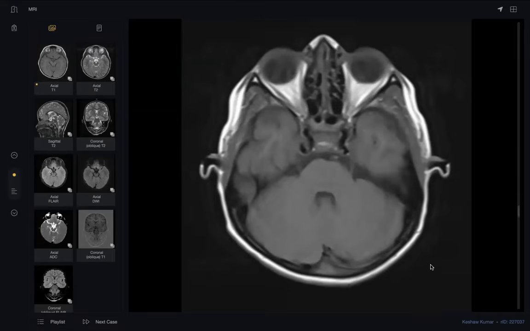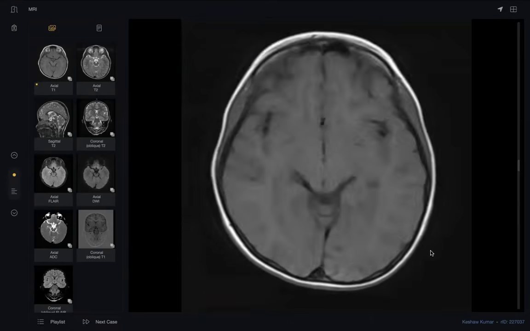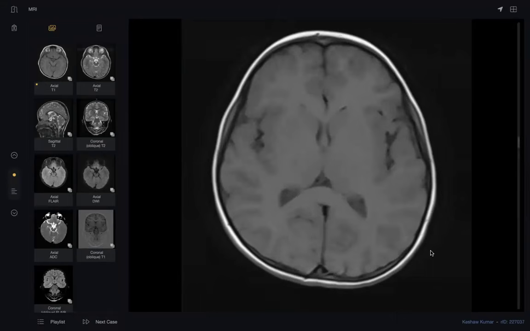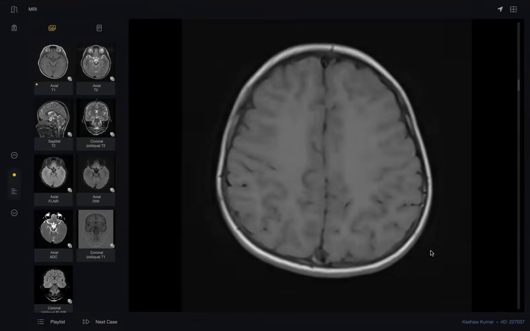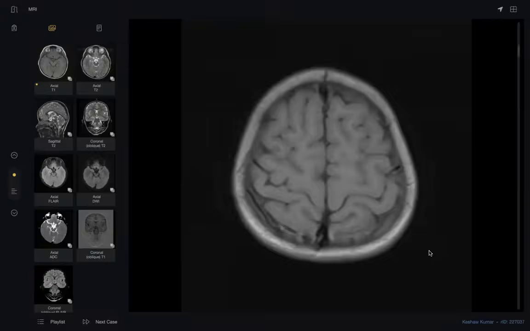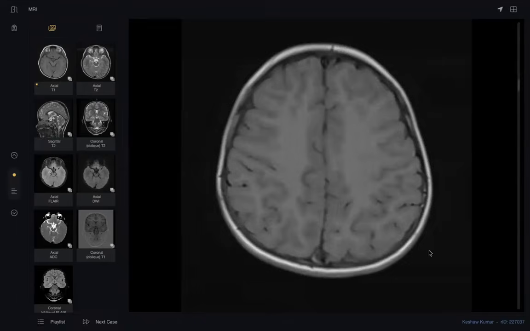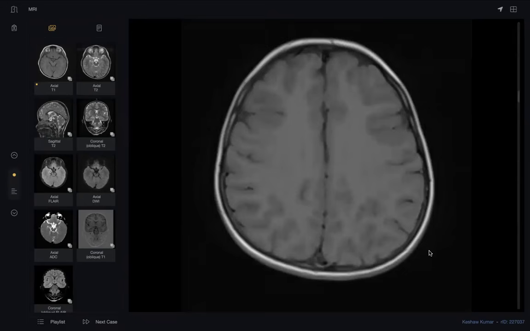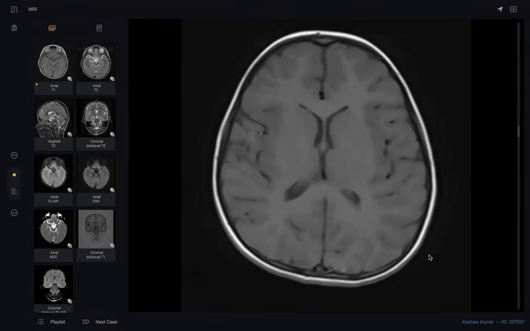Okay, so I've been provided with axial T1-weighted images of an MRI brain of a 10-year-old female who has presented with left-sided focal seizures. I will go through the entire stack of images and then I will comment on the positive findings. As I'm going through the images, I cannot see any evidence of hydrocephalus. The corpus callosum is intact and well visualized.